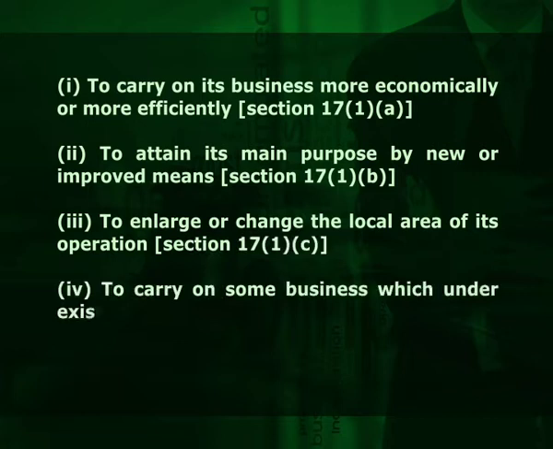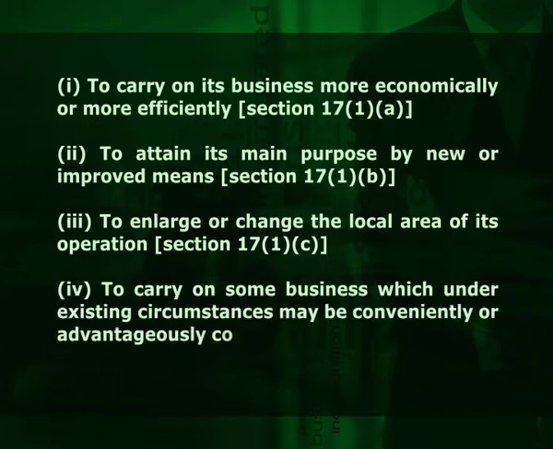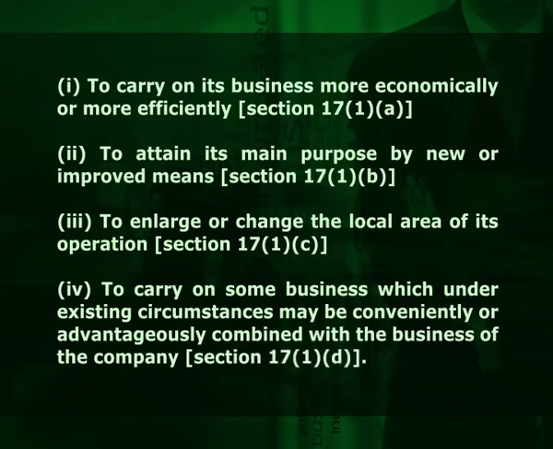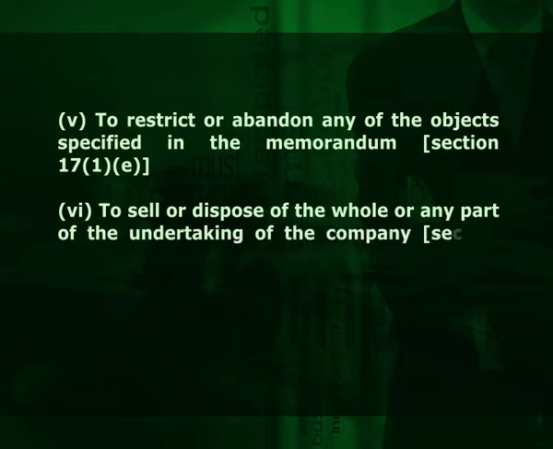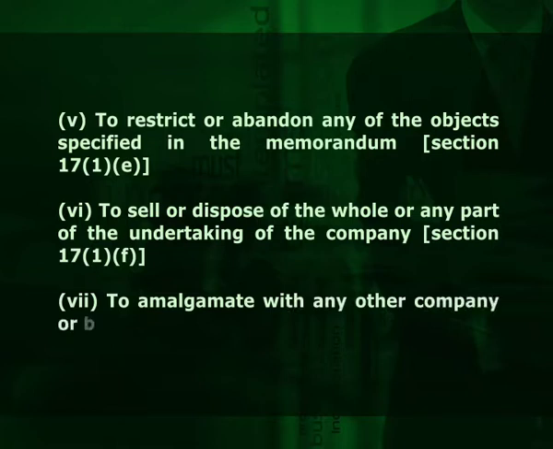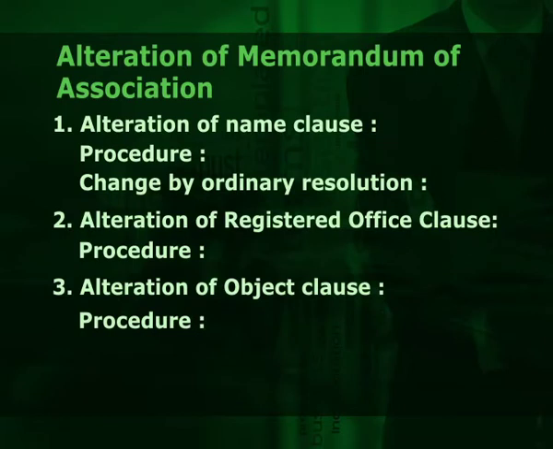Fourth, to carry on some business which under existing circumstances may be conveniently or advantageously combined with the business of the company, section 17 subclause 1d. Fifth, to restrict or abandon any of the objects specified in the memorandum, section 17 subclause 1e. Sixth, to sell or dispose of the whole or any part of the undertaking of the company, section 17 subclause 1f. Seventh, to amalgamate with any other company or body of persons, section 17 subclause 1g. Now let us discuss the procedure to do this.